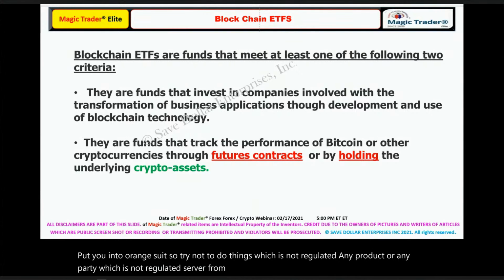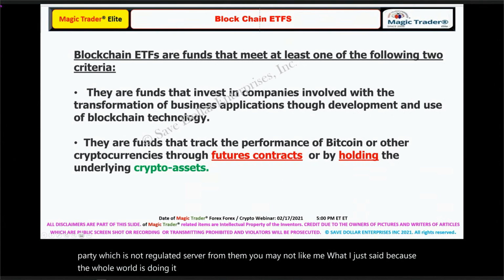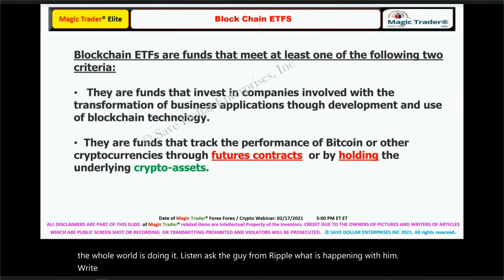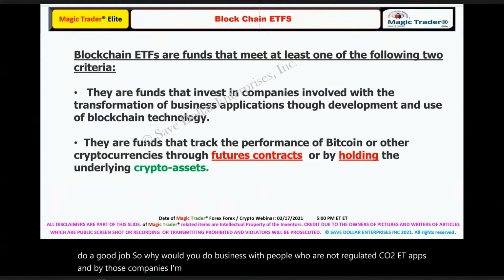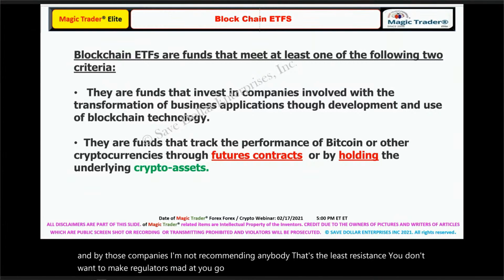You may not like what I just said because the whole world is doing it. Listen, ask the guy from Ripple what is happening with him, right? And I don't think they're winning the case. That's what I heard. Hopefully their lawyers do a good job. So why would you do business with people who are not regulated? Go to ETFs and buy those companies. I'm not recommending anybody. That's the path of least resistance. You don't want to make the regulators mad at you. You go with what they want, so you stay out of trouble.